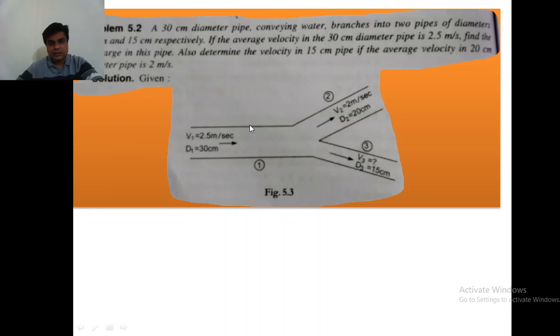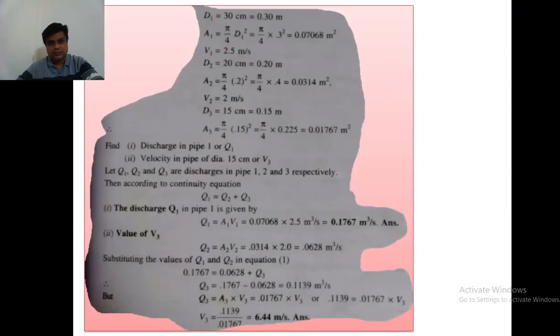So that understanding you have to make, and then using that you can see here. A1 v1 is equal to a2 v2 plus a3 v3. So using this formula you can just substitute the values and you will get the velocity. You can get the discharge. So discharge is a1 v1. So discharge you can calculate, and that discharge will be split in two ways. And if you apply this continuity equation, you can calculate the velocity at the third pipe.